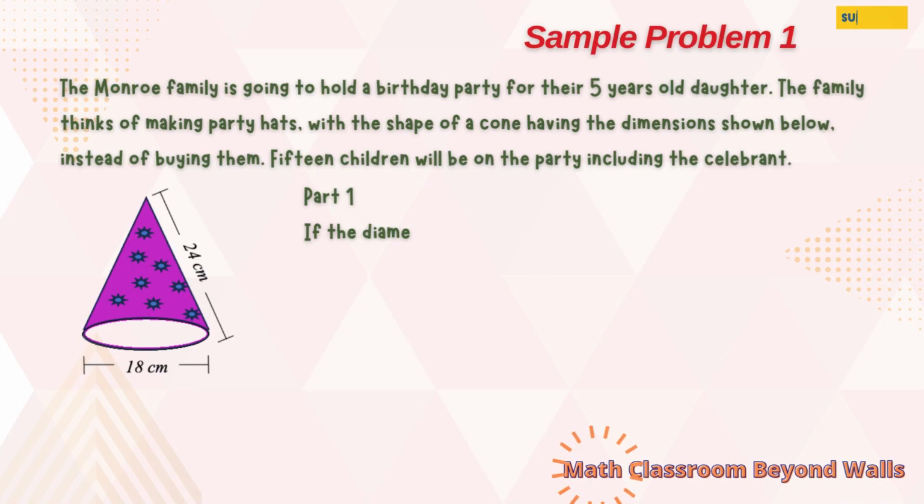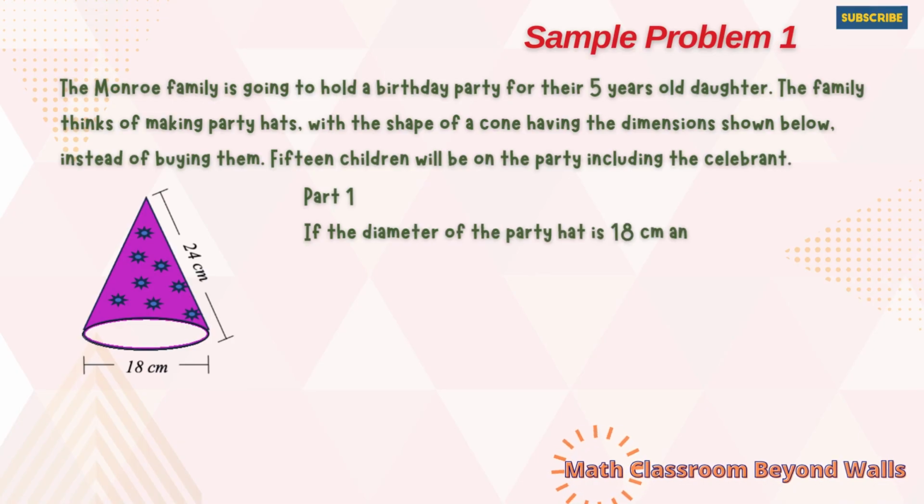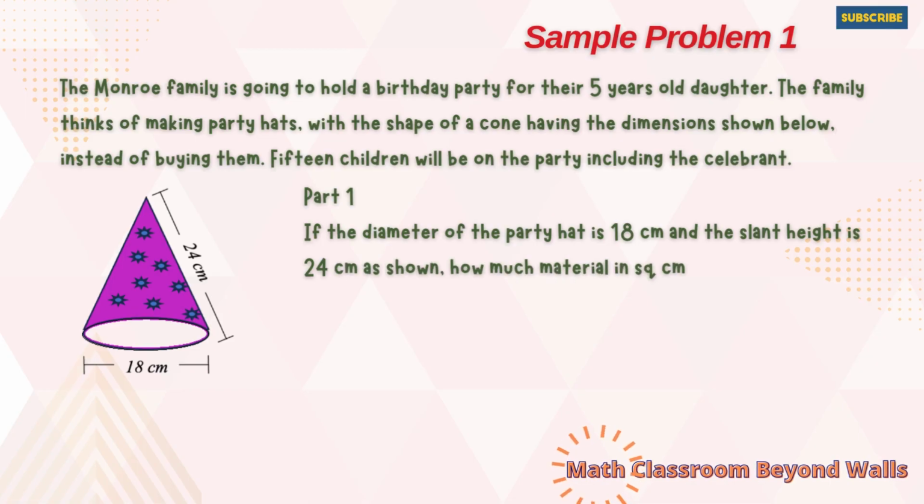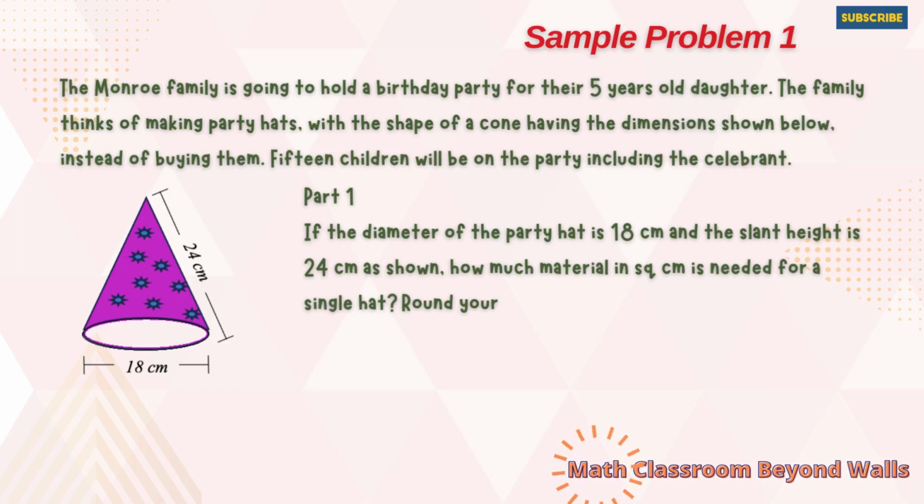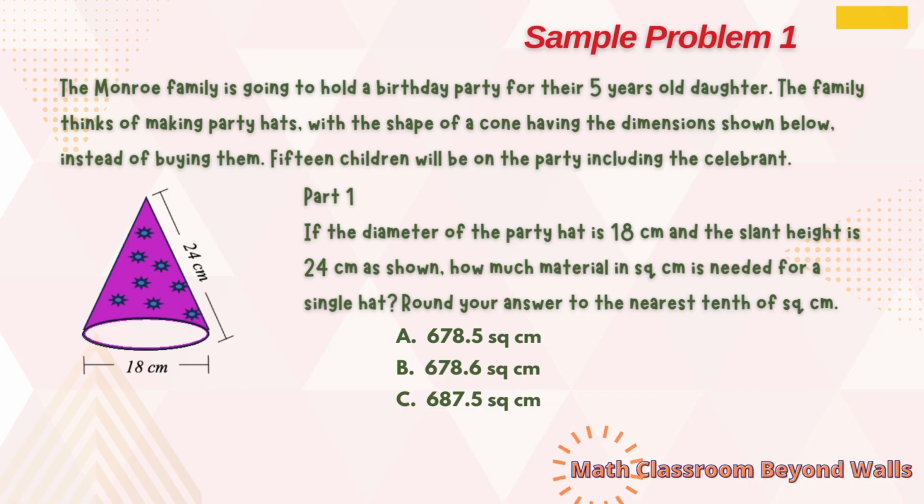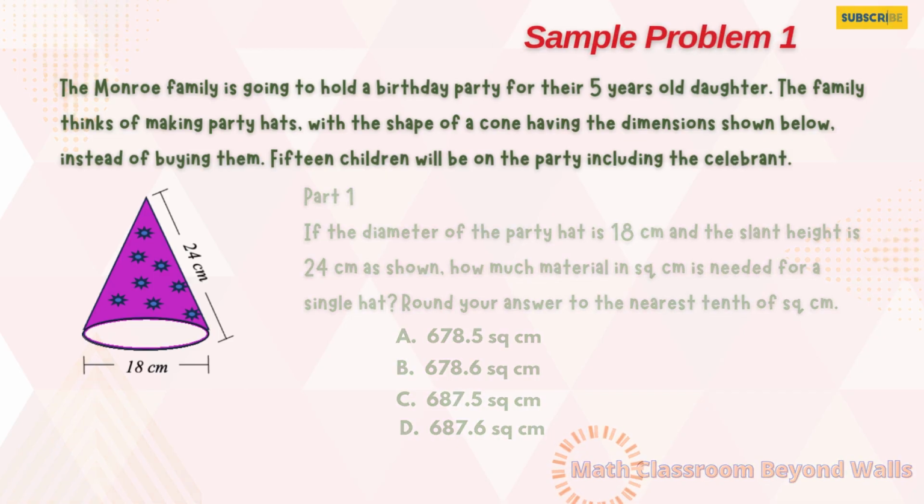Part 1. If the diameter of the party hat is 18 centimeters and the slant height is 24 centimeters as shown, how much material in square centimeters is needed for a single hat? Round your answer to the nearest tenth of square centimeter. Option A, 678.5 square centimeters. Option B, 678.6 square centimeters. Option C, 687.5 square centimeters. Option D, 687.6 square centimeters.